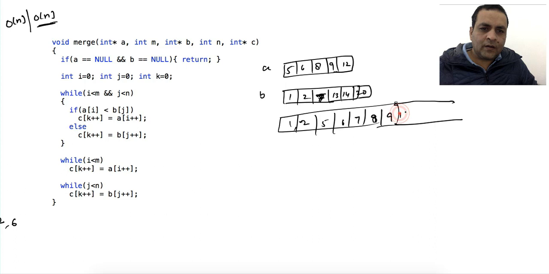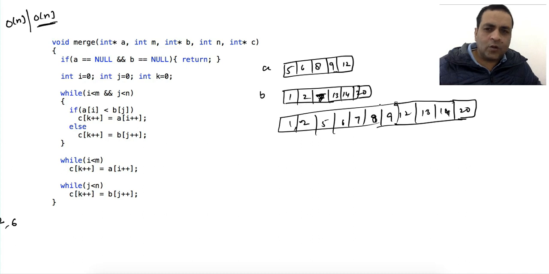Then 12, 13, 14 and 20. If you don't know about how to merge two sorted arrays, you should first look at the algorithm to merge two sorted arrays.